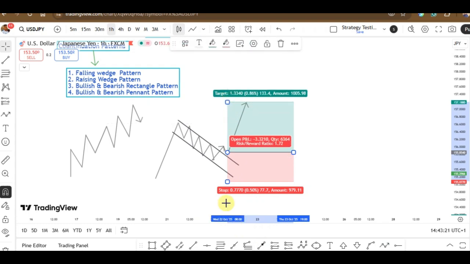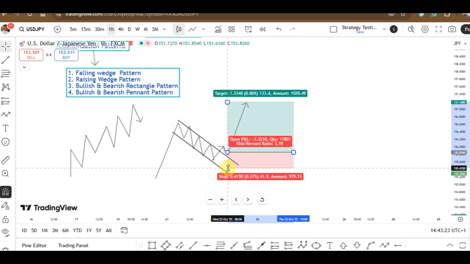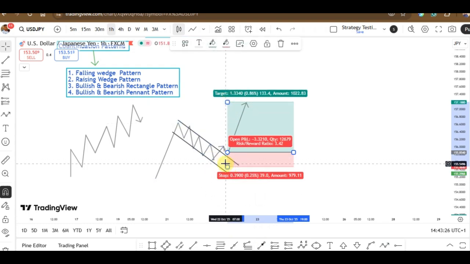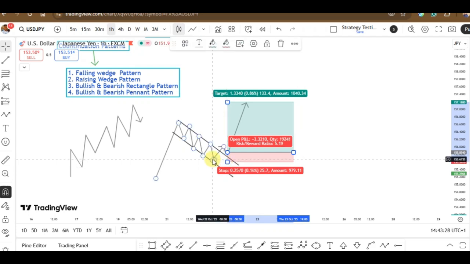Then you go long. Your stop loss goes below the last swing you can see, which is this one. So I'm just going to put my stop loss below this one, and I can have a risk reward of 1 to 5 on that.